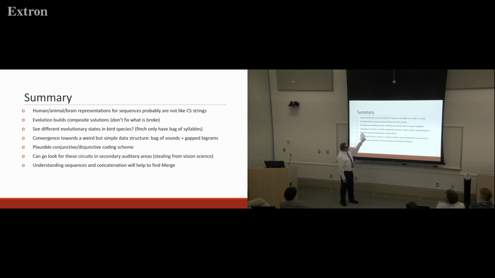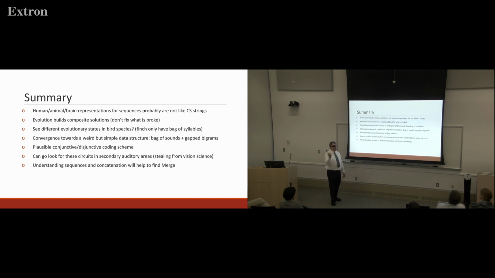Do that. And so this is really a convergence toward a weird but simple, weird from our perspective, but simple, data structure, which is this bag of sounds and gap bigrams. But it turns out that that's converging from a number of sources. We do have a plausible set of conjunctive-disjunctive codings that we can do for this, so we can write a circuit down. And now the idea is that having been able to write that circuit down just like Jeffress did, we can go and try and look for that circuit.